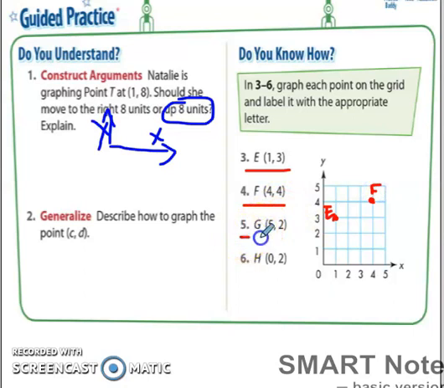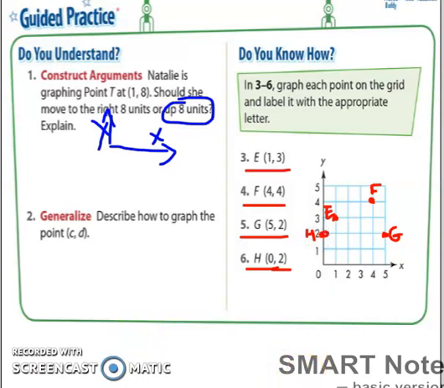Okay, then we have G is 5, 2. So I'm going all the way over to 5 and up 2. Okay, looks like I didn't have to use other colors. It worked well. And then we have H is 0, 2. So there's nowhere to go. This is already 0, so you don't have to go right at all. It's 0, but you do have to go up 1, 2. So it's going to be right here directly on the y-axis, and that's totally fine too.